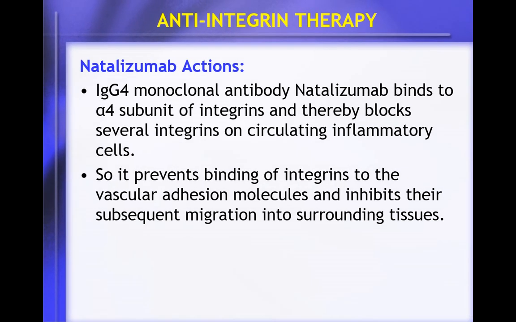Now the actions of this drug, natalizumab. The IgG4 monoclonal antibody natalizumab binds to the alpha-4 subunit of integrins and thereby blocks several integrins on circulating inflammatory cells. In this way, it prevents binding of integrins to the vascular adhesion molecules and inhibits the subsequent migration of leukocytes into the surrounding tissues.